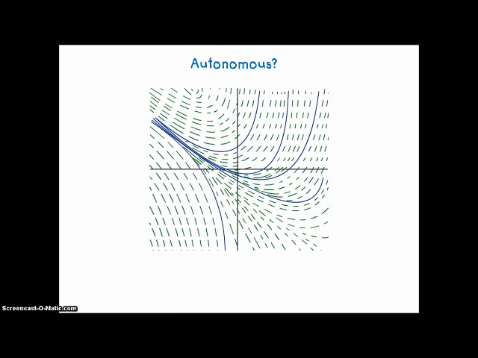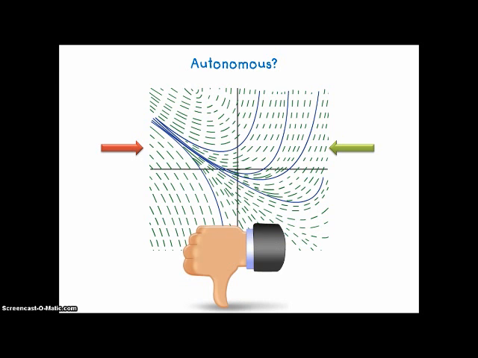What about this one? What do you think? Well, if you look right here, those slopes are positive, but if you go horizontally over to the left, now you've got slopes that are negative. So they're definitely not the same slopes, and therefore the x value must have affected the value of the derivative, and so this is not autonomous.